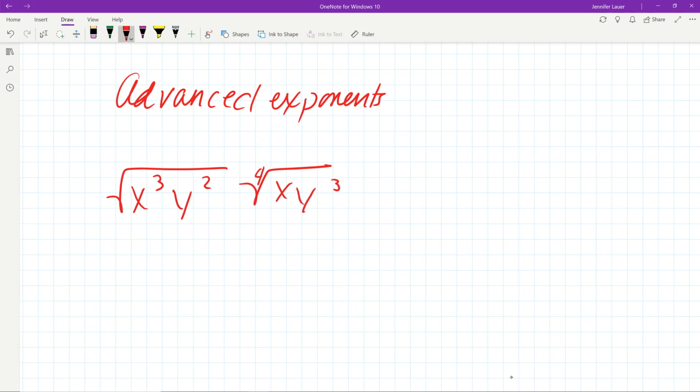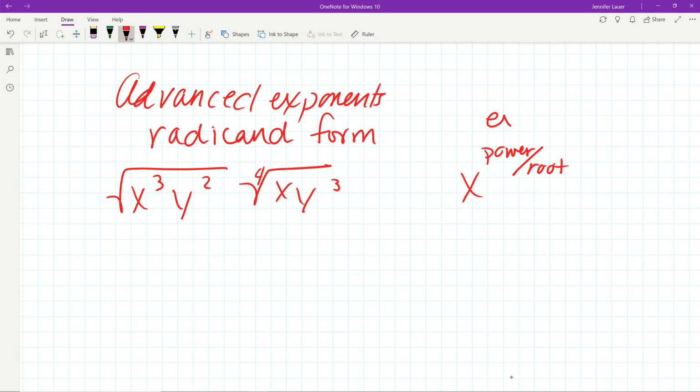When you're dealing with a variable with an exponent, like x, you can have power over root. This is what we call the radical form, and this is called the exponent form. A lot of times, to solve certain things, you need to put it in the exponent form rather than the radical form. So I'm showing you how to do that.